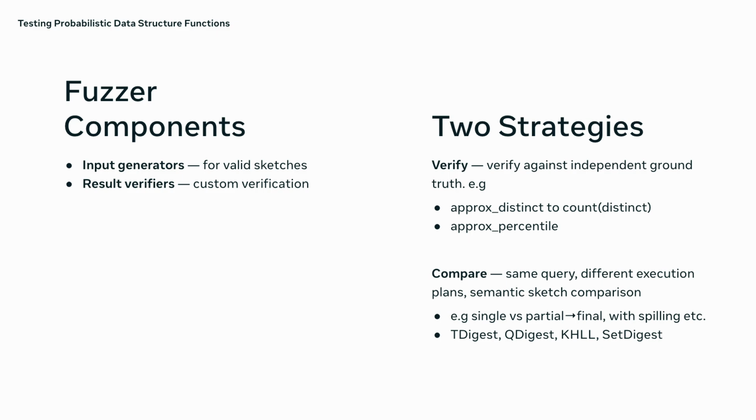And the second strategy is compare. This is when you have a query, you can run it using different execution plans, and then do some sort of semantic comparison. For example, if you have queries with TDigest, QDigest, you can run the same query on a single operator, or you can create partial sketches and do a final aggregation and see if the results match. And then you can also try with and without spilling to disk.